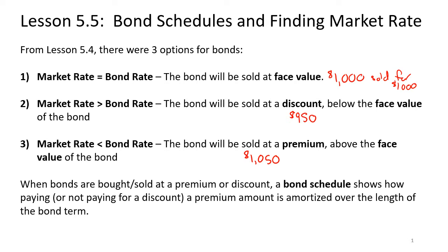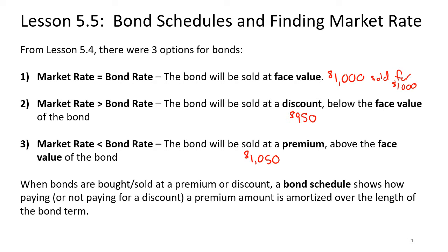So we did a few examples last lesson, and it was easy to see based on the two rates, the market rate and the bond rate, whether it should be sold at a premium or a discount. So you might think, what happens to that premium or discount, right? Because the face value is worth $1,000.